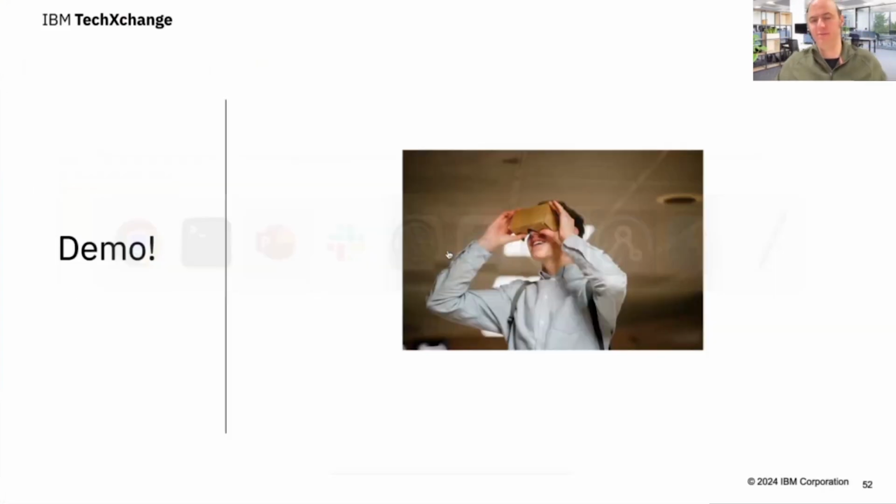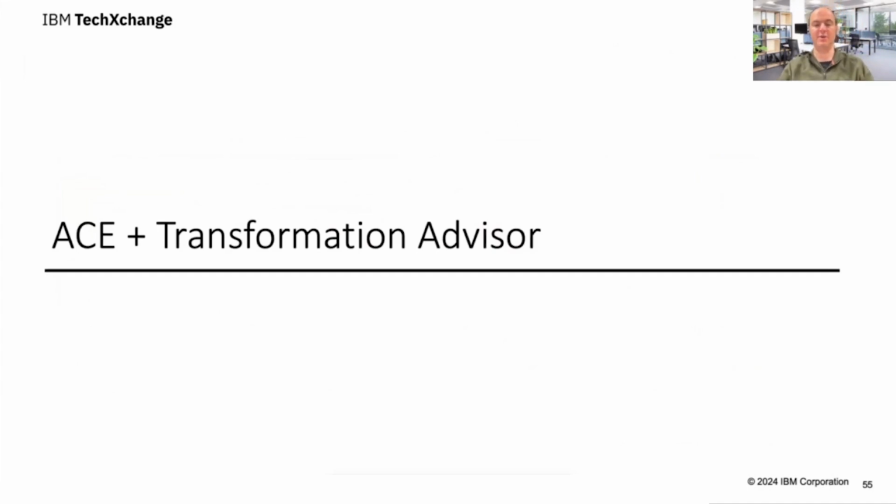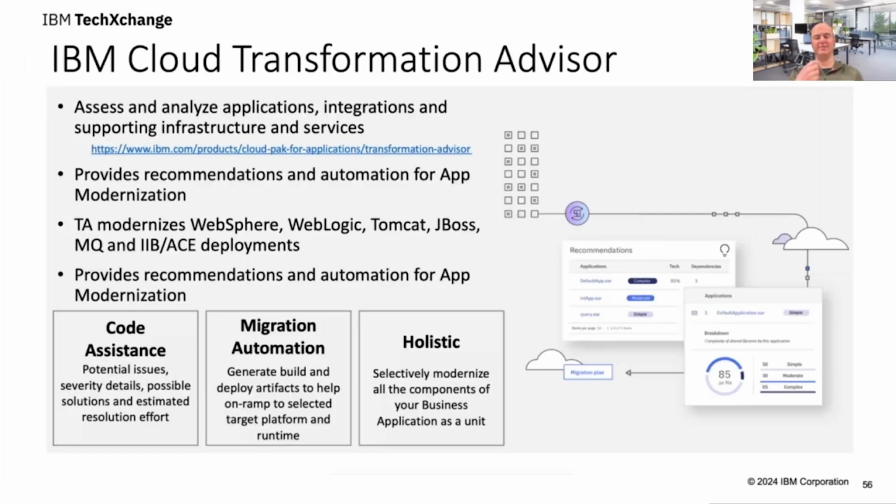Now, we're just going to finish off before we move to quick Q&A with a couple of words around ACE and Transformation Advisor. So IBM Cloud Transformation Advisor is a tool that's kind of cross-product. It analyzes applications and integrations, and actually supports different products. So you can analyze WebSphere, WebLogic, Tomcat, JBoss, MQ, IIB, ACE deployments, and you can run that tool against backups or bar files or WAR files, whatever the configuration is for the particular product.